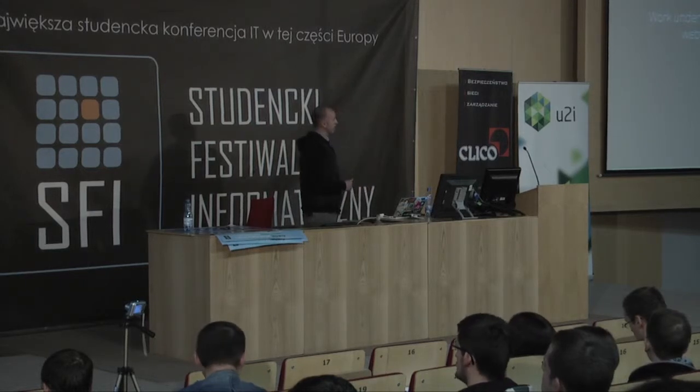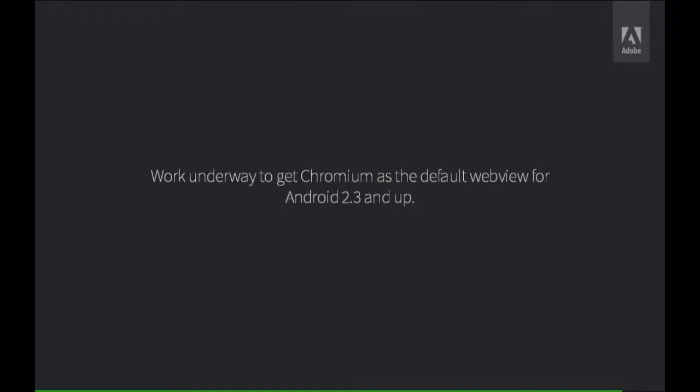There's work underway right now at Adobe to get Chromium running all the way back to Android 2.3. One of the biggest problems with Android 2.3 is the browser sucks and Chrome's awesome. And so we're fixing that. We're hoping to ship this around the 3.0 timeframe, but no promises. It's open source.